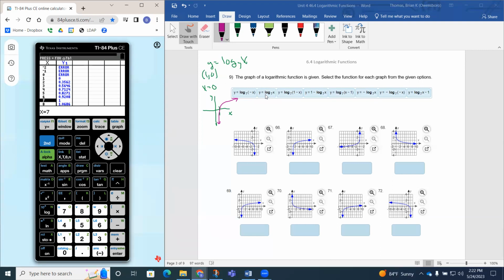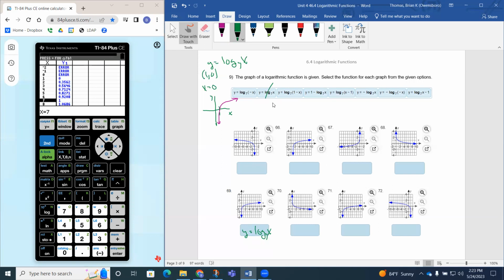So let's see if we can actually find this function among the functions. So notice that the second one here is our parent function. So we're just looking for that graph right there. That looks like this one right here. So that looks like y equals, we'll do that in green, y equals the log of x base 7. So that's our parent function.